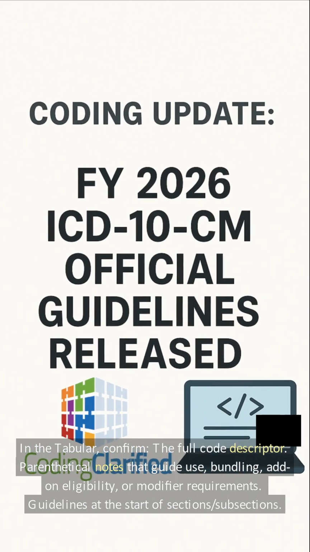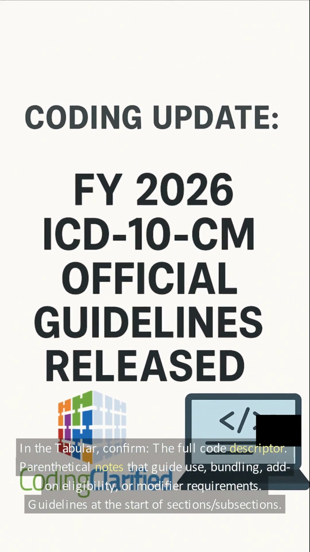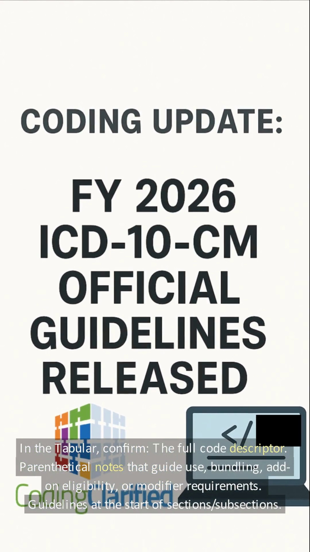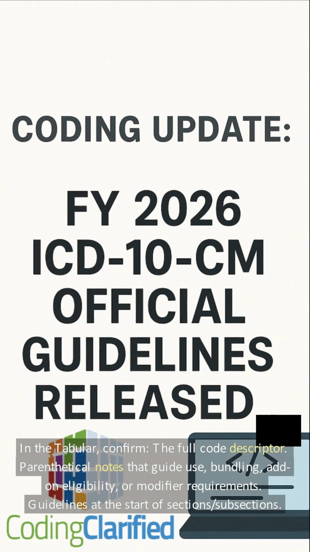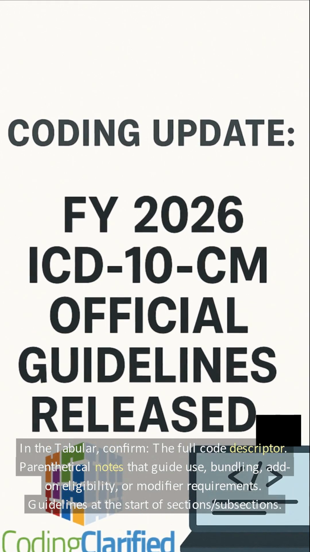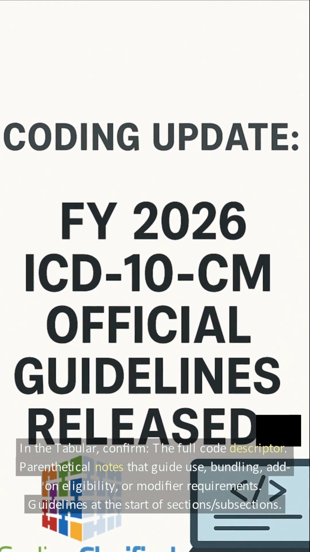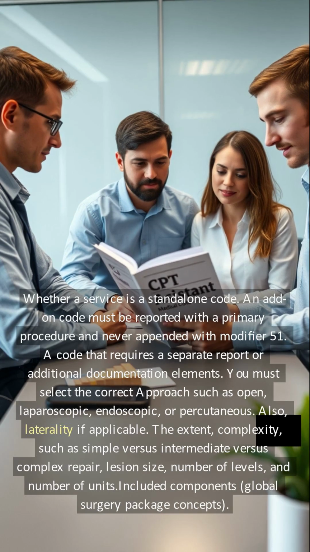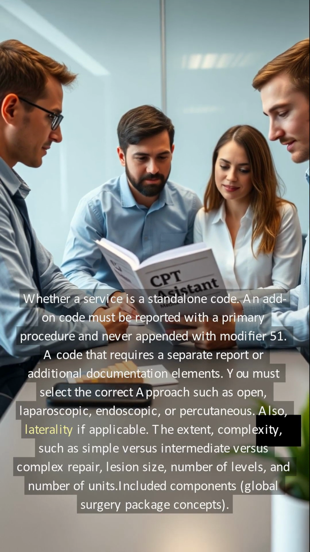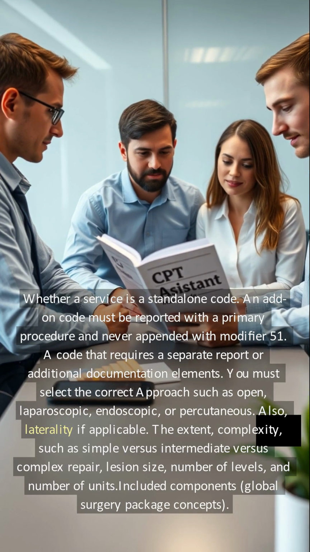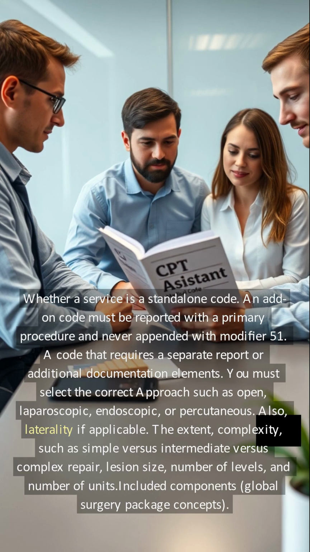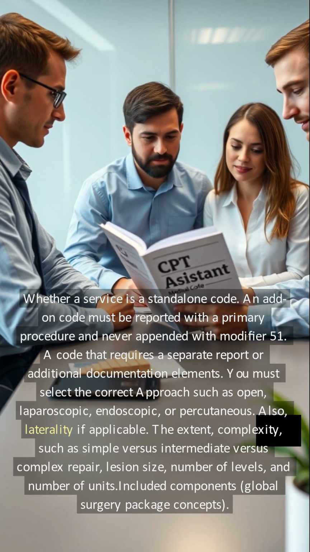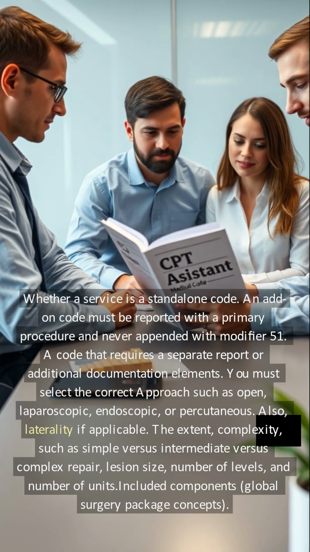In the tabular, confirm the full code descriptor, parenthetical notes that guide use, bundling, add-on eligibility, or modifier requirements. Guidelines at the start of sections and subsections. Whether a service is a standalone code. An add-on code must be reported with a primary procedure and never appended with modifier 51. A code that requires a separate report or additional documentation elements.